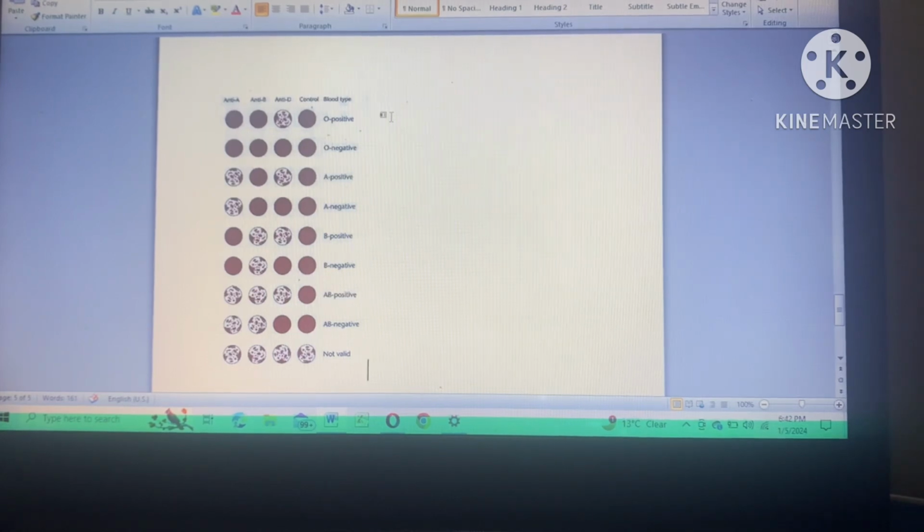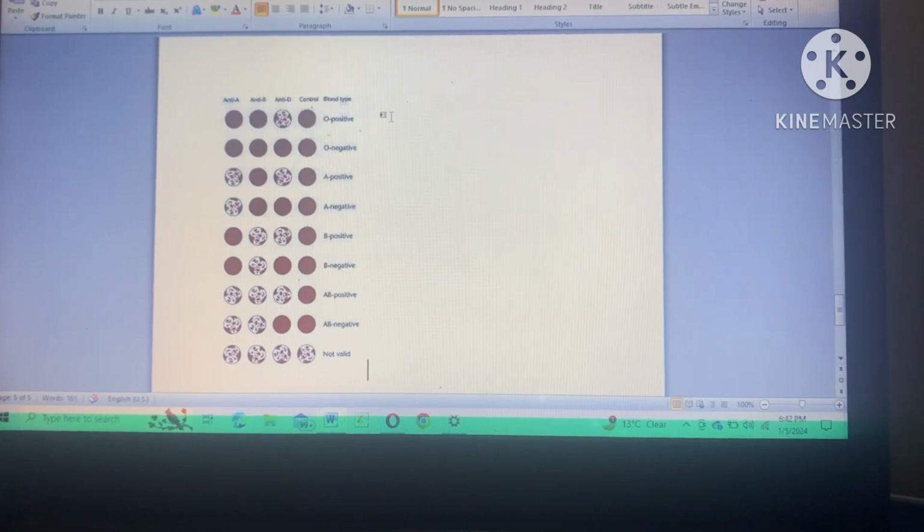All right, let's come to patient number 9. There's agglutination on A, there's agglutination on B, but there's no reaction on the Rh factor, which means this is blood group AB, but AB what? Negative. Why negative? There is no reaction on Rh factors.